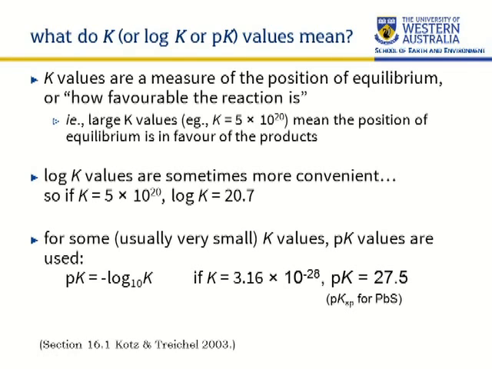Sometimes for very small values of an equilibrium constant, which again are not that uncommon, for example those which describe solubility, and the example here is the solubility of lead sulfide, the pK system is used, analogous to pH. pK is minus the log to the base 10 of K, just in the same way as pH is minus log to the base 10 of hydrogen ion concentration. So if our K value is, let's say 3.16 by 10 to the minus 28, which is the K value for dissolution of lead sulfide, then our pK value is 27.5.